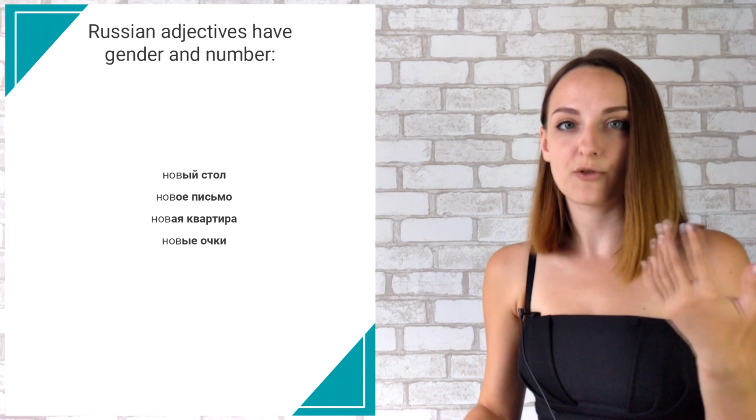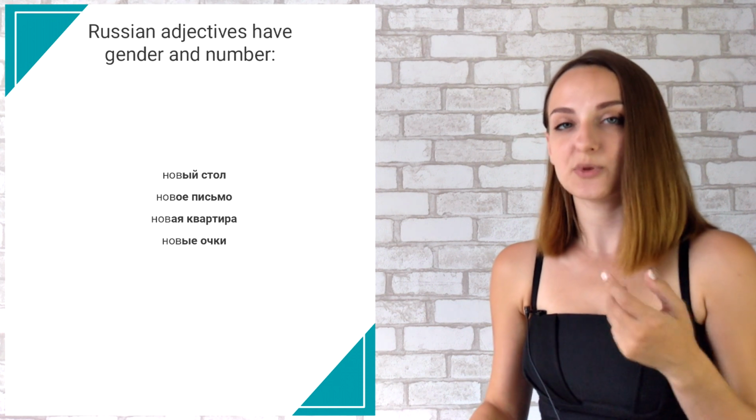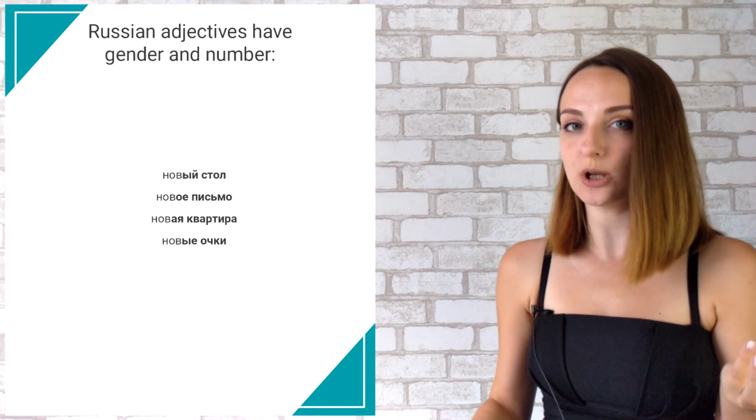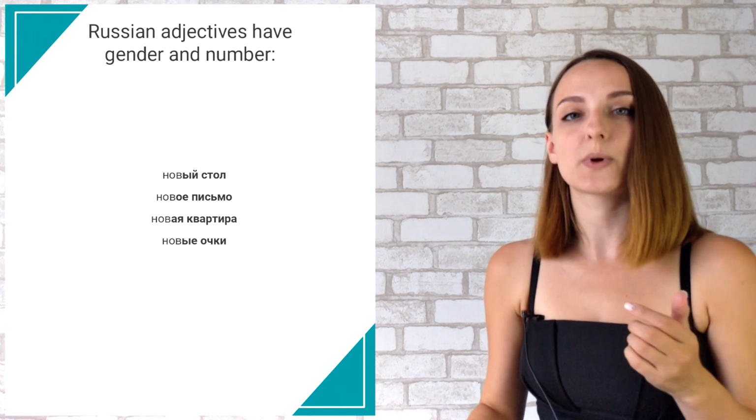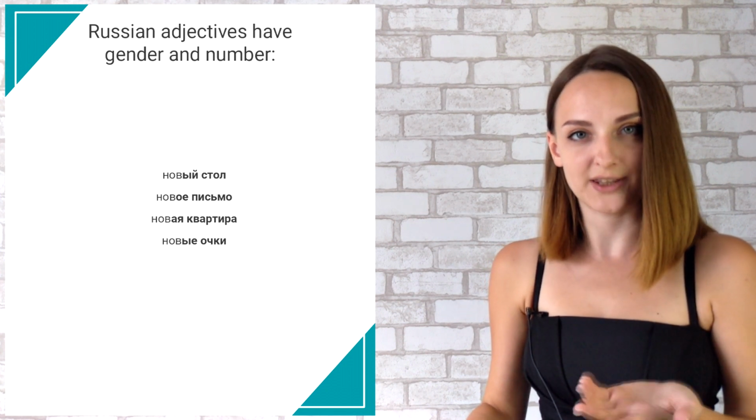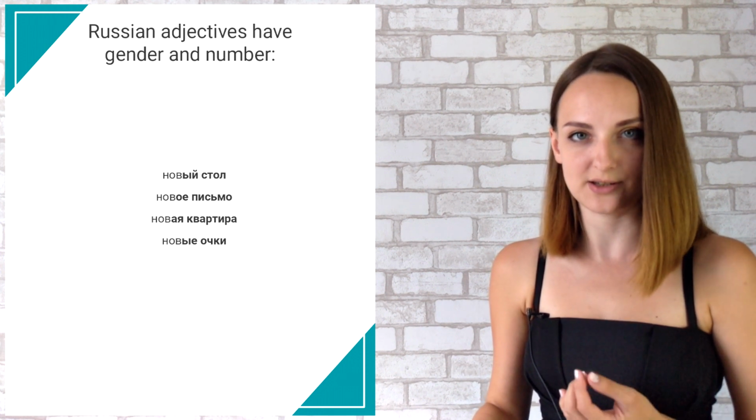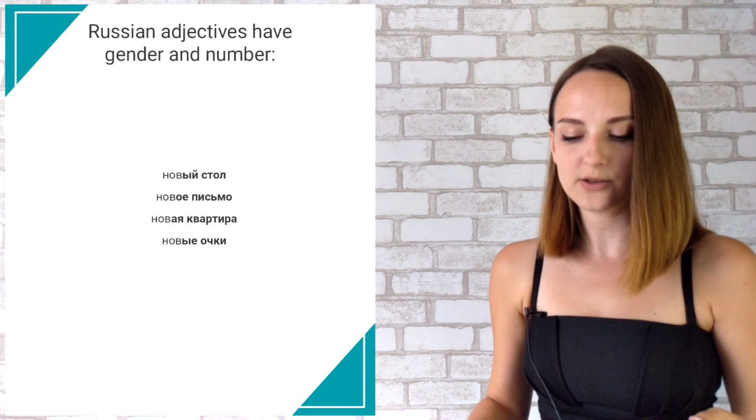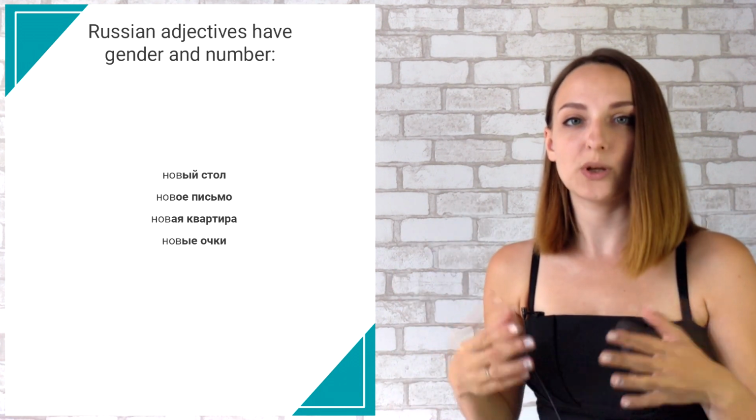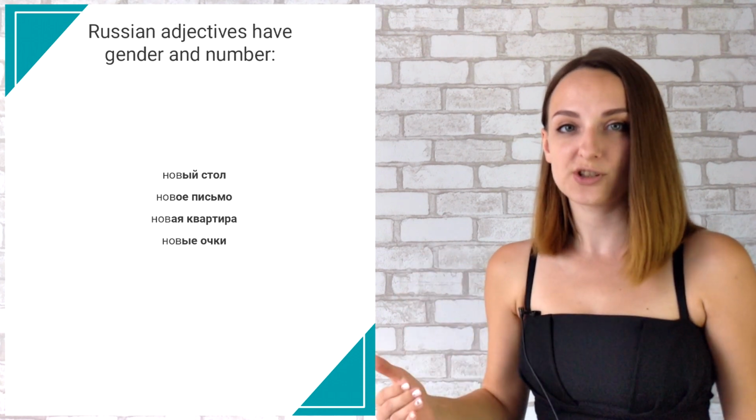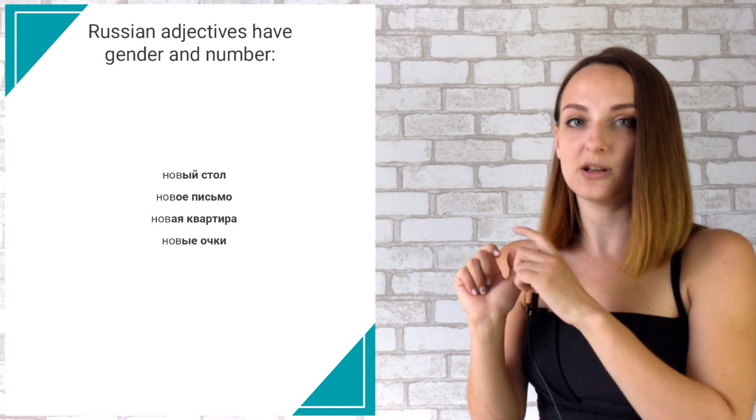Какой? Новый for masculine words. Стол is masculine, so новый is used with ending «ый», typical for masculine adjective. Какой стол? Новый стол. Какое письмо? Письмо is neuter. That is why какое письмо? Новое письмо. Какая квартира? Новая квартира. Feminine form ая. And plural очки, glasses. Какие очки? Новые очки. So even in nominative case, adjective has 4 different forms: masculine, neuter, feminine, and plural.